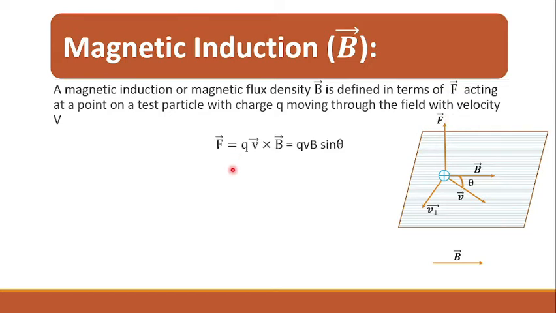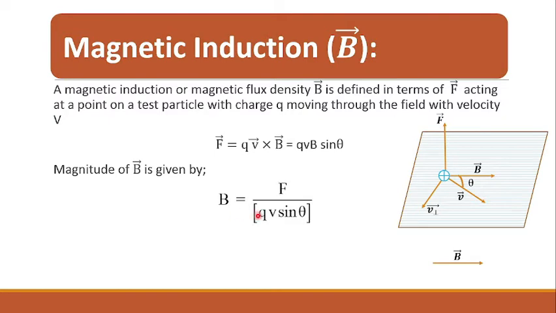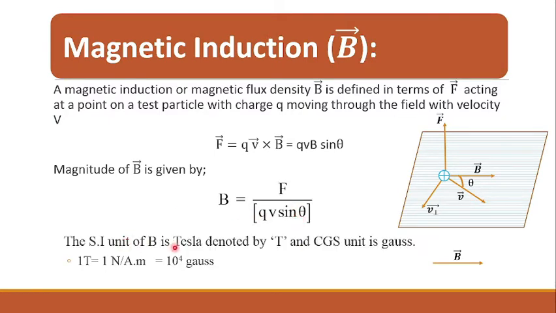So the force F vector is equal to Q into V vector cross B vector, which is equal to QVB sine theta. So theta is the angle between V vector and the direction of B. So the magnitude of B is given by B is equal to F upon QV sine theta. The SI unit of B is Tesla and denoted by T, and the CGS unit is Gauss.